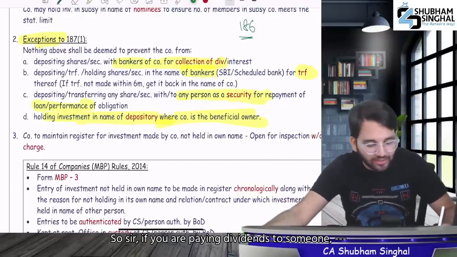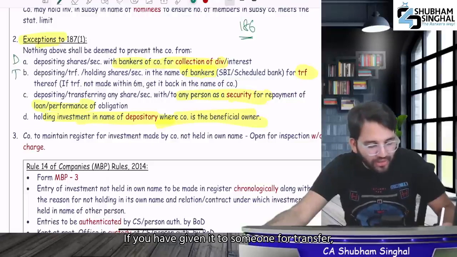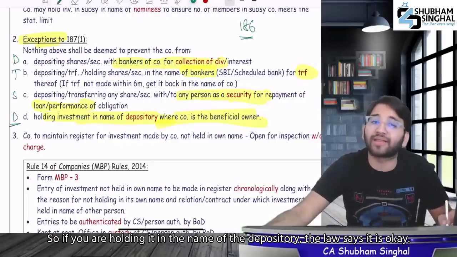So if you have given it to someone for dividend or given it for transfer, or if you gave it for security, or if you hold it in the name of a depository, the law says it is okay.